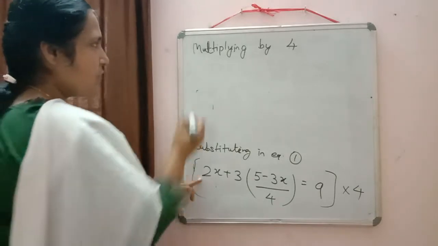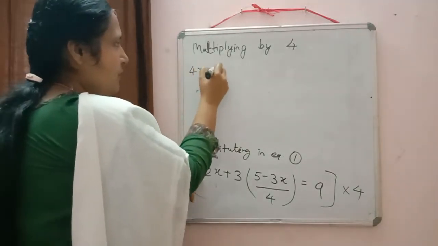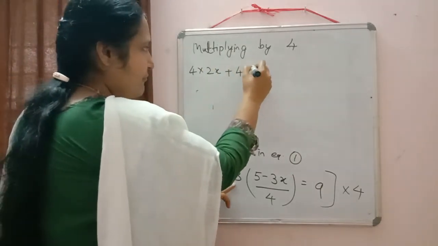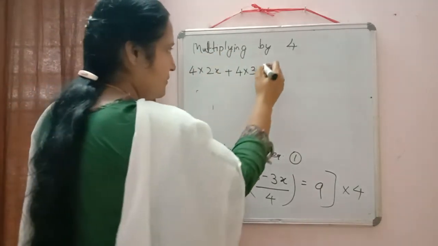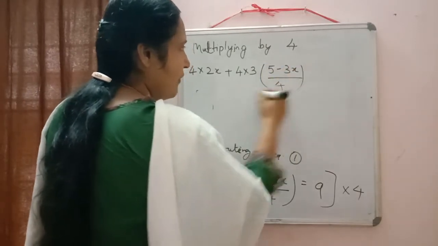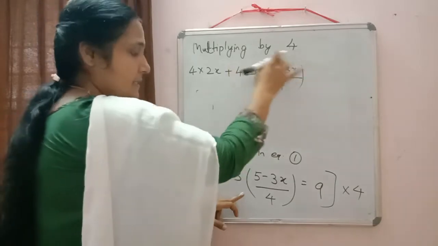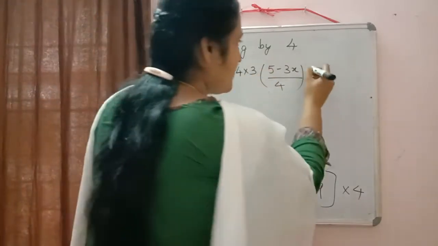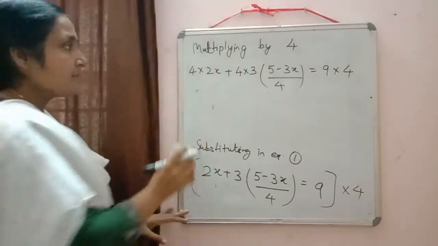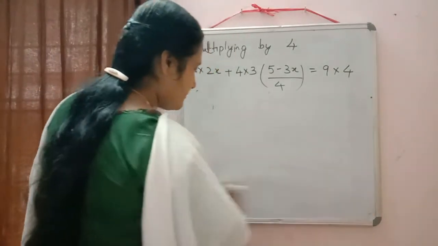So first here what will come? 4 into 2x plus. Here also we are multiplying it by 4. So 4 into 3 into 5 minus 3x by 4. Don't multiply 4 here. This is a single term. Is equal to 9 into 4. At present, this one I wrote for explanation only.